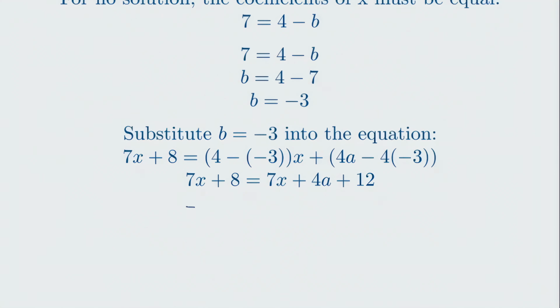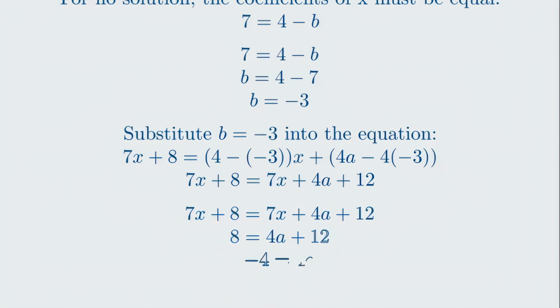Notice the 7x on both sides. Subtracting 7x from both sides gives us 8 equals 4a plus 12. Subtract 12 from both sides to get negative 4 equals 4a. Dividing by 4, we find that a equals negative 1.